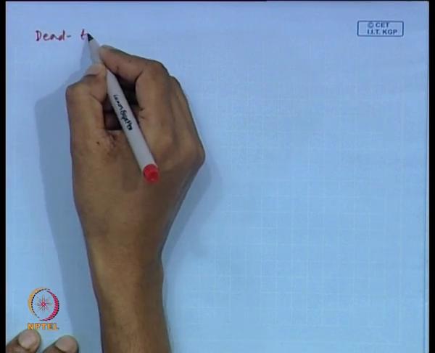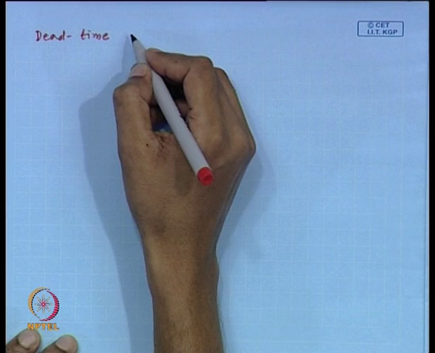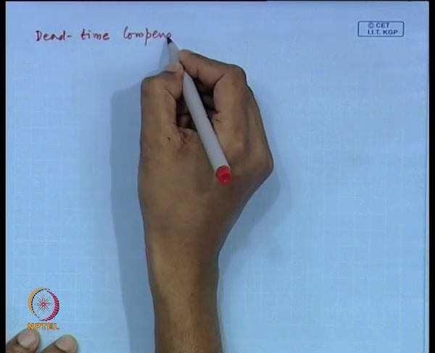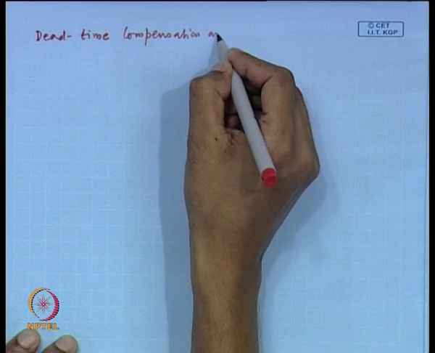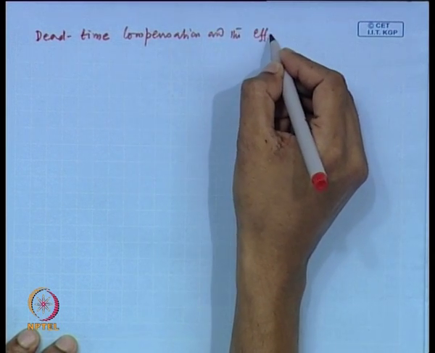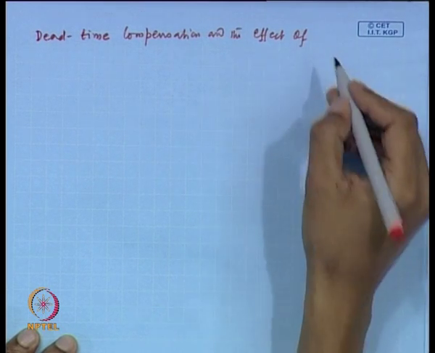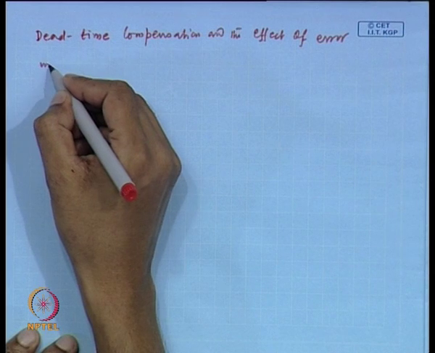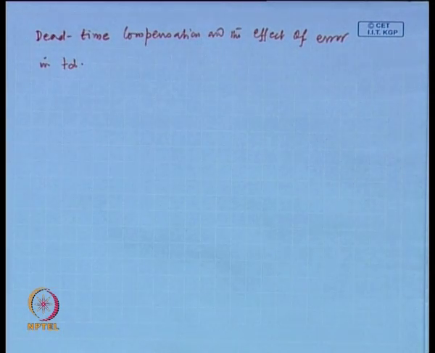Next, we will discuss the dead time compensation and the effect of error in TD. We observe that there may be the possibility of error in both G and TD, but we are considering only error in TD.